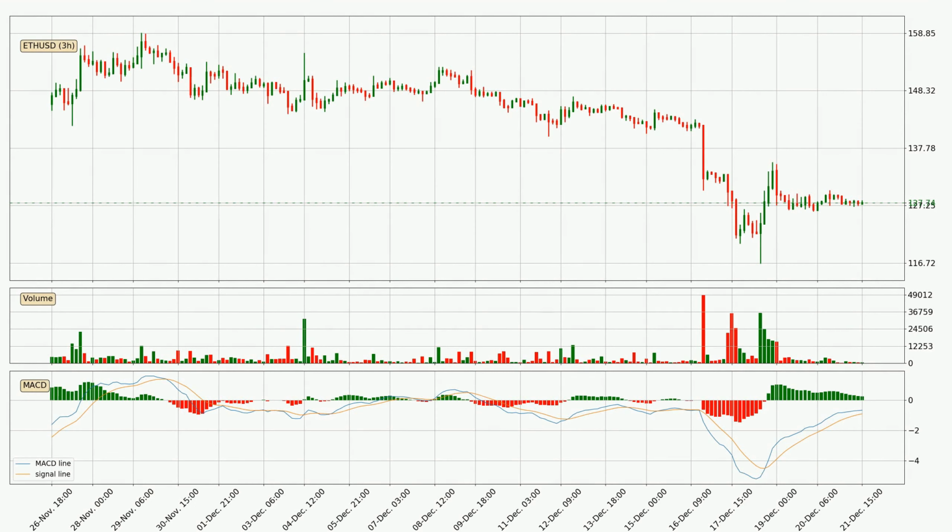Moving to the 3-hourly MACD, seeing as the MACD line is above the signal line, the trend is currently on the up. But according to the MACD histogram, we can see that the momentum is going down. Owing to this, we can expect the price to remain stable, and you should wait and see if the MACD line will cross the signal line, which will be a downward trend.